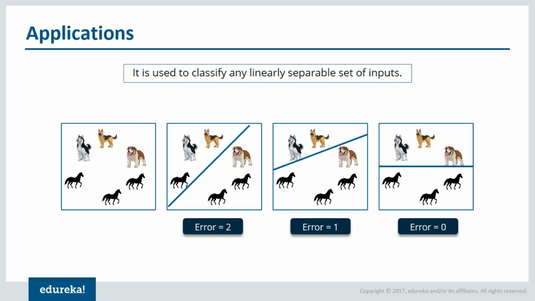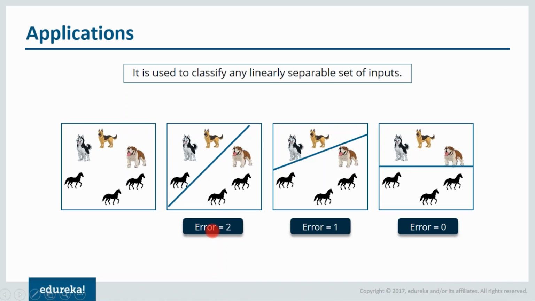Now, as I've told you earlier as well, it can be used to classify any linearly separable set of inputs. Let me explain with the diagram in front of your screen. We have different types of dogs and we have horses, and we want a line that can separate these two. Our first iteration will produce this sort of a line. But here we can notice that we have an error, as we have classified one of the horses as a dog and a dog as a horse. So the error is 2 here.